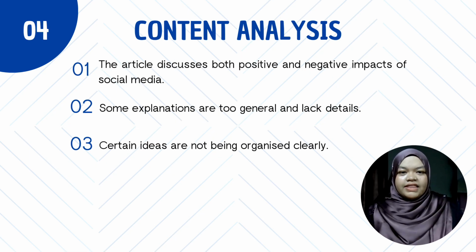Moving on to the content analysis. Overall, the article discusses both the positive and negative impacts of social media on teenagers, so the topic itself is relevant. However, I noticed that some explanations are quite general and do not provide enough details. For example, the writer mentions that social media improves teenagers' lives but does not really explain how it improved them. I also found that some ideas are not organized very clearly. In certain parts of the article, the discussion moved between positive and negative impacts without a smooth flow. Because of this, the article becomes slightly harder to follow and some points could have been explained more effectively.